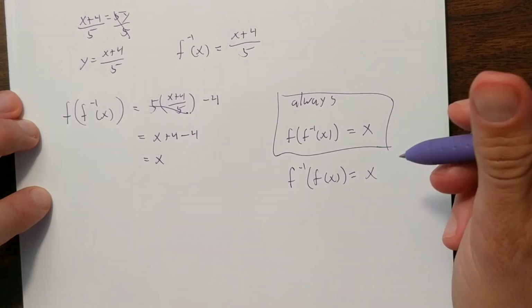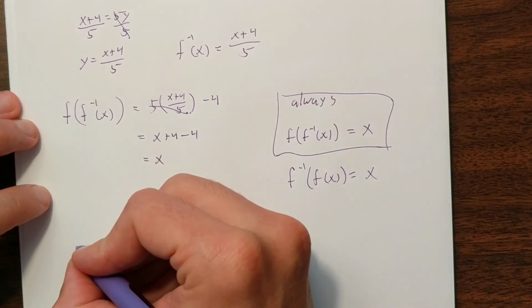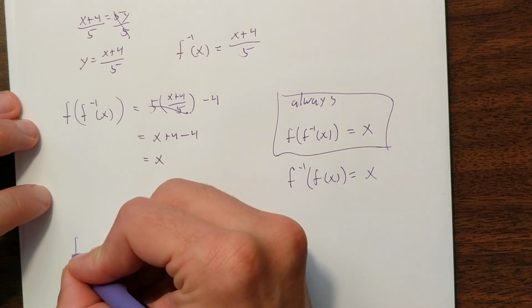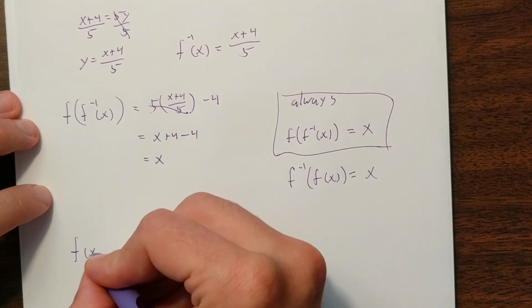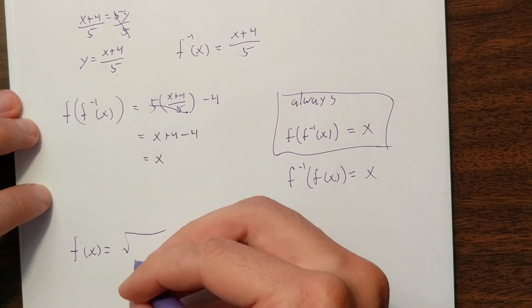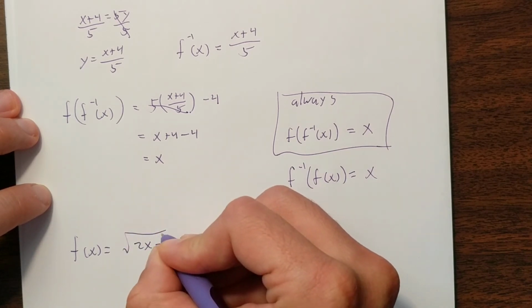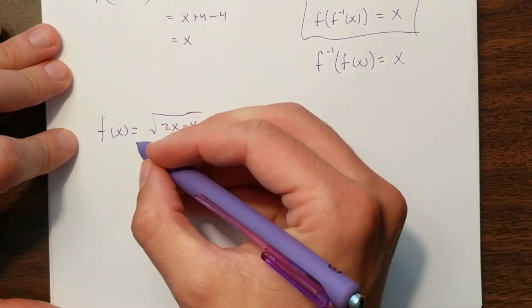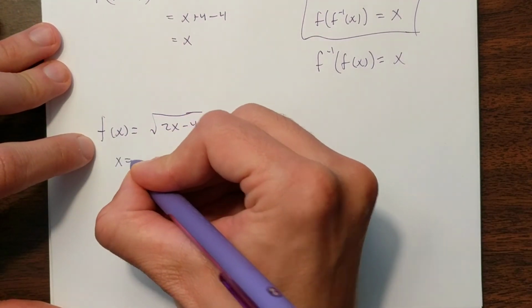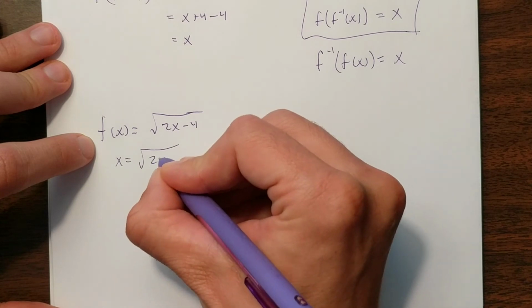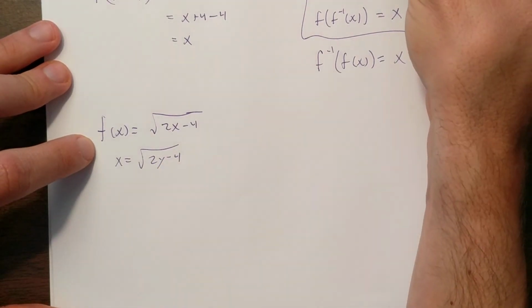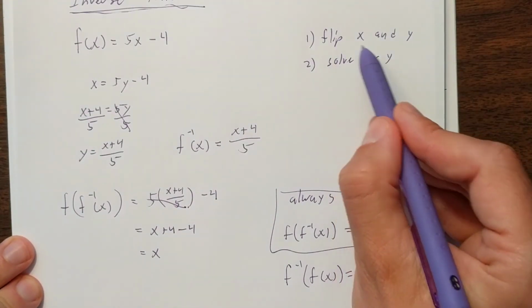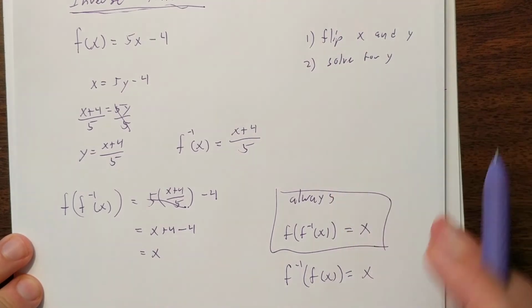So, another inverse function. Let's try f of x equals the square root of 2x minus 4. Okay? What would be my inverse function? Well, again, we rewrite this as x equals the square root of 2y minus 4. And remember, flip the x and the y, and then solve for y.